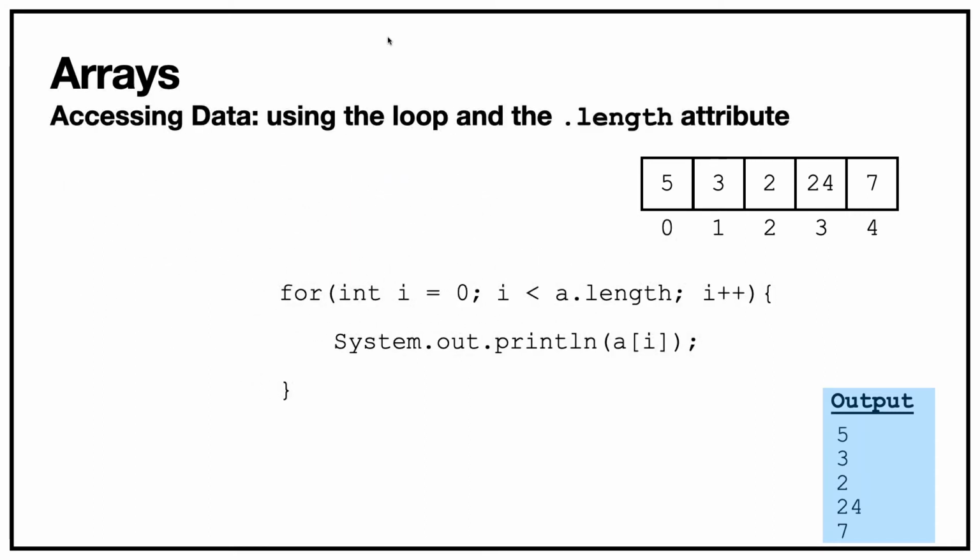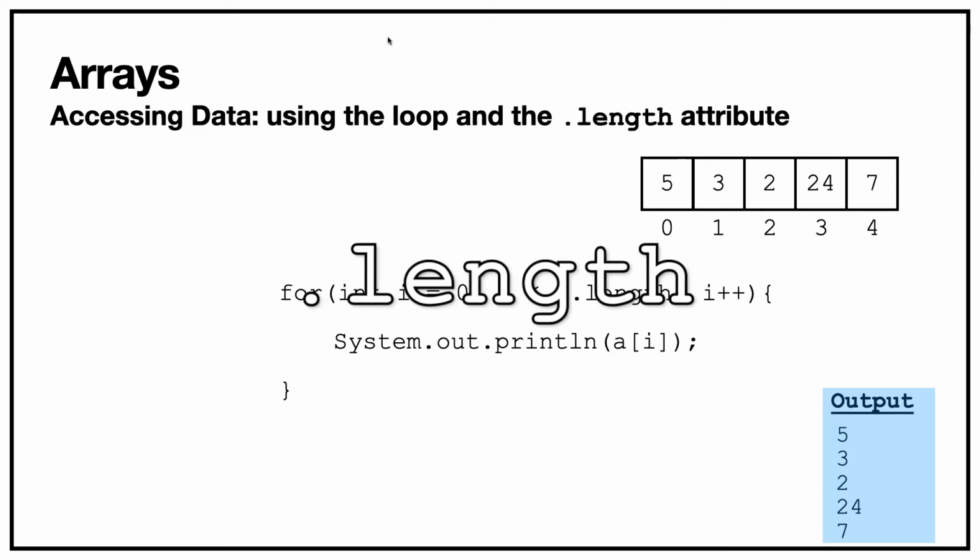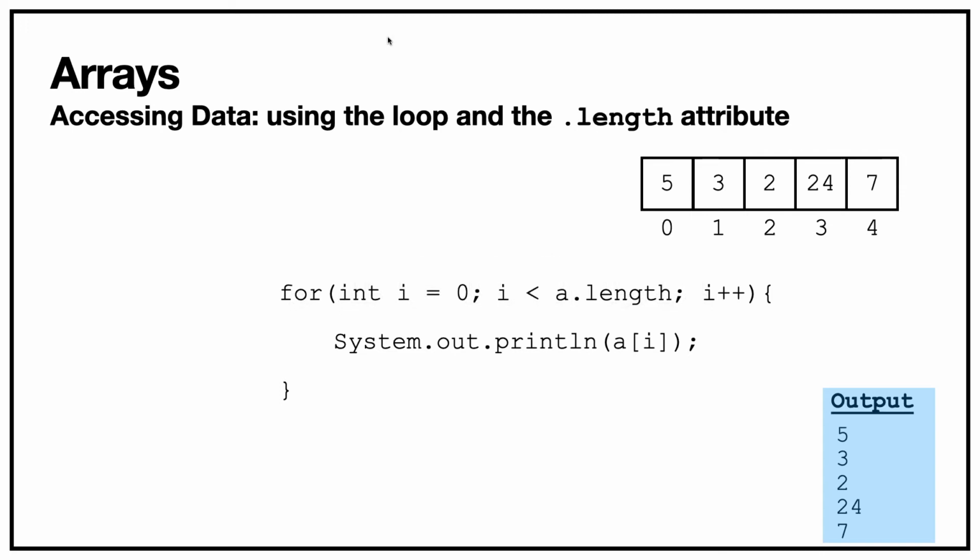How can we simplify this output or this processing? We have dot length. It's an attribute that is being provided to the array. So instead of putting any other value there, we can simply put a.length and that would automatically do the same output. The only thing we're doing is navigating from 0 all the way to 5 without including the 5.